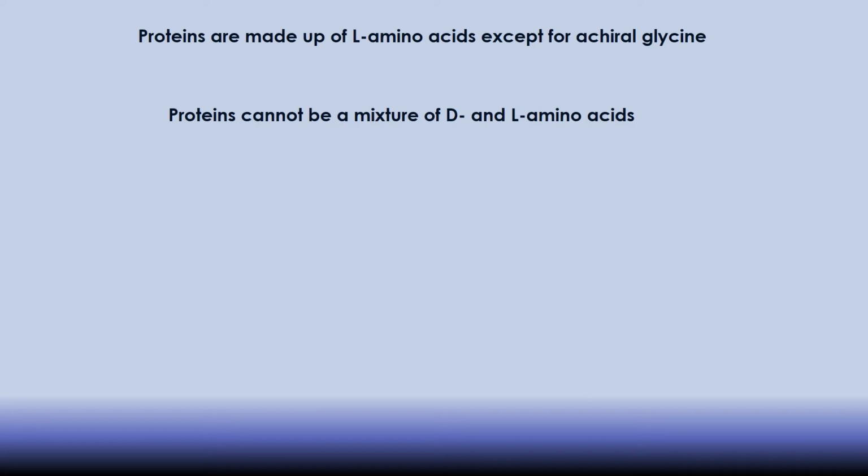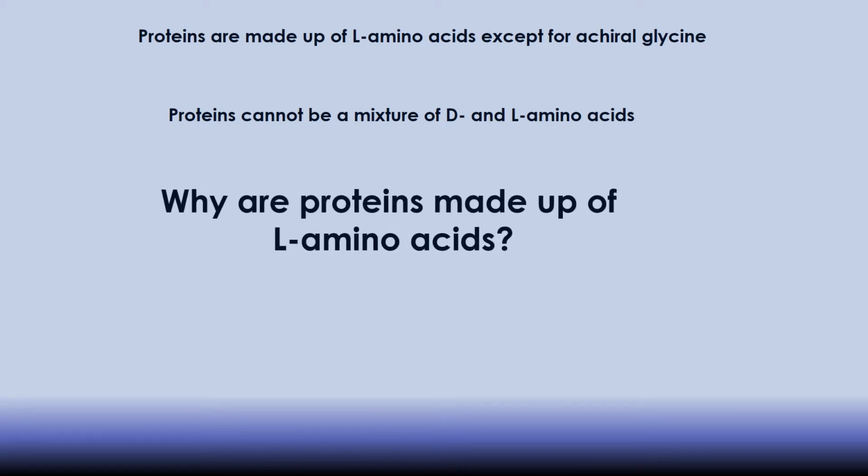Proteins are made up of L-amino acids except for achiral glycine. This homochirality is necessary for the protein's proper folding and its functioning. Proteins cannot be a mixture of D and L amino acids. So in today's video we will be discussing why proteins are made up of only L amino acids.